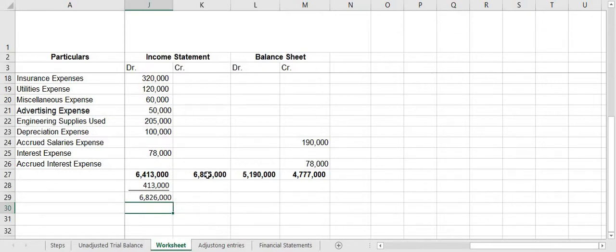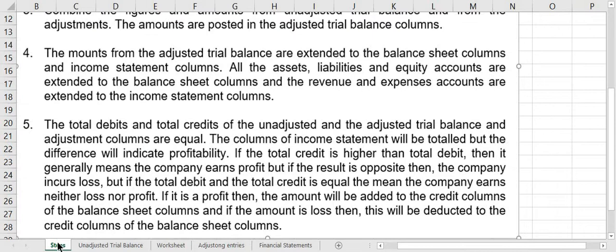And the balance of the credit, bring down mo lang. Ayan. So, equal na silang dalawa. Ayan. So, let's continue, no? For step 5. Okay.